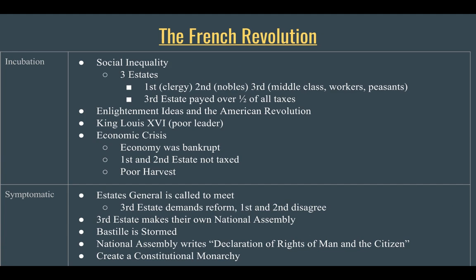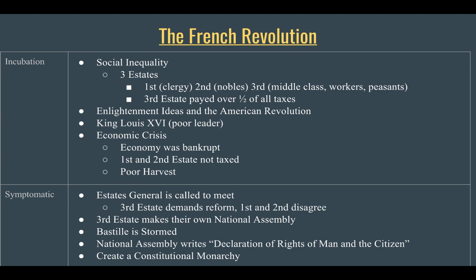Now, when we talk about the French Revolution, a couple of things. There's going to be some social inequalities that cause the unrest in the incubation stage. There are 3 estates. 3 estates are social classes. The first is the clergy, the second was the noble, and the third was the middle class workers and peasants. Overall, they had a king of France, and so he was above all 3 of these estates, as well as, don't forget about the church.